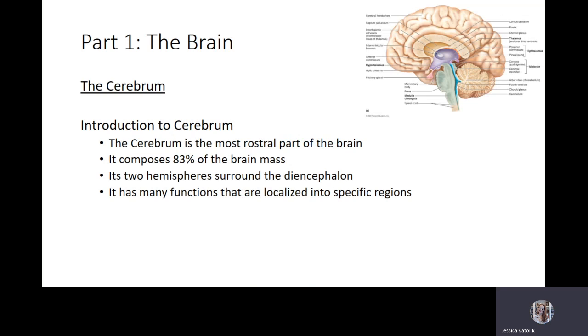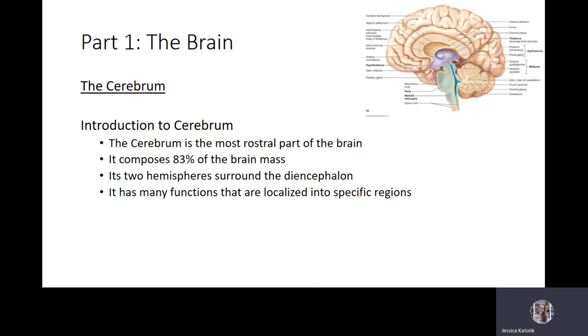The cerebrum is actually the most rostral part of the brain, so this is the one that is closest to the nose. It is the largest part of the brain, composing about 83% of the brain's mass. Many times people actually confuse the cerebrum with the brain itself. Note that the cerebrum is only a portion of the brain, and there are many other structures that help compose the brain, and those have very important functions as well.